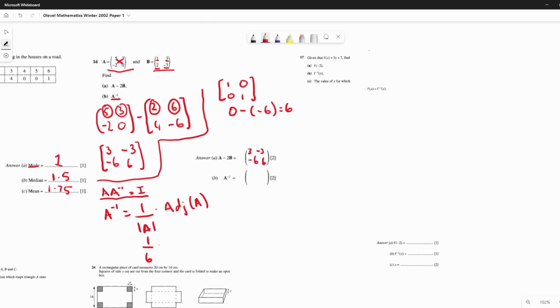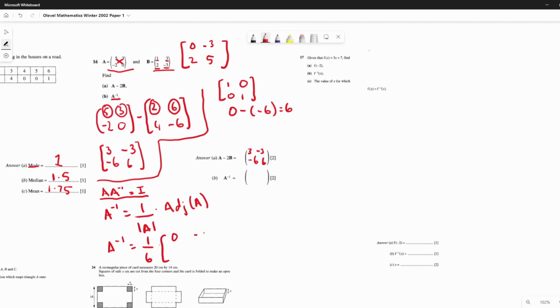Now another quick trick to figure out the adjoint of a 2 by 2 matrix is you flip these two values. So you flip 0 and 5, and then you flip the negative and positive values of these two. So you flip the sign of these two. So this becomes -3 and this becomes 2. So A inverse is simply going to be this.